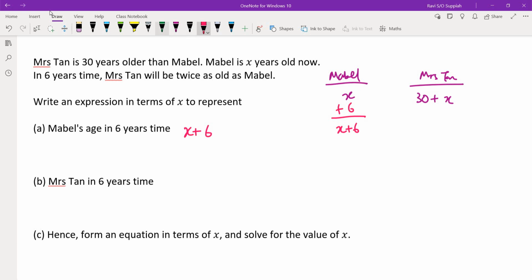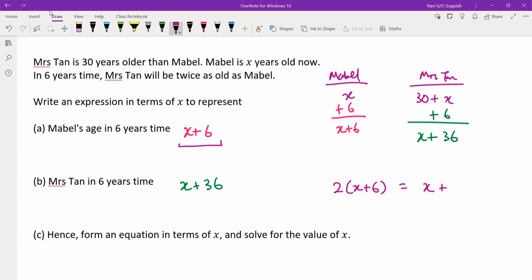And for Mrs. Tan, it will be 30 plus X plus 6, so it will be X plus 36. So Mrs. Tan in 6 years' time will be X plus 36. And in 6 years' time, we are also told that Mrs. Tan is twice as old as Mabel. That means twice of Mabel's age in 6 years' time. So this is Mabel's age in 6 years' time, and 2 times that is equivalent to Mrs. Tan's age in 6 years' time.